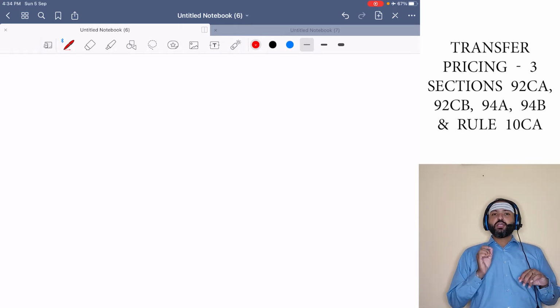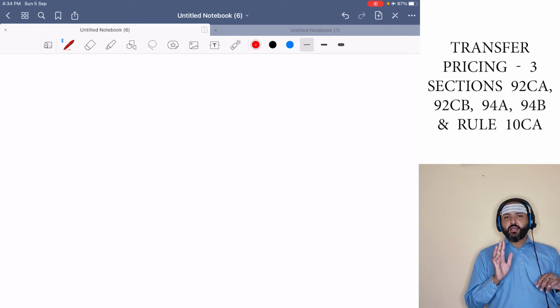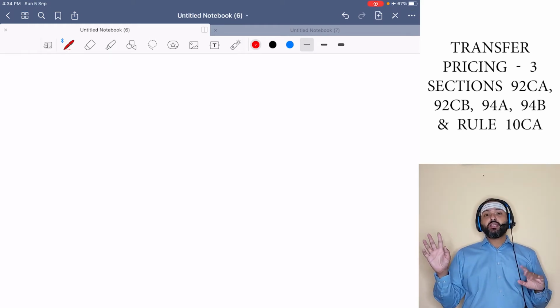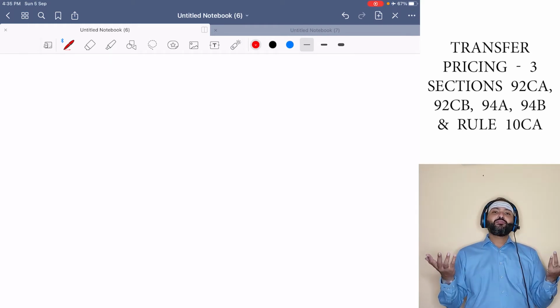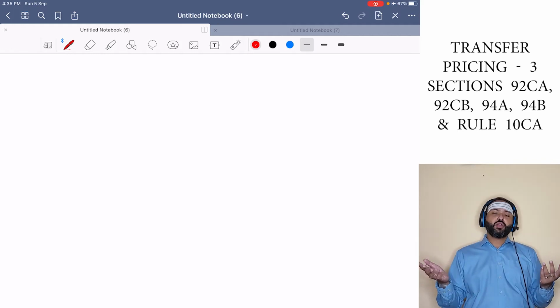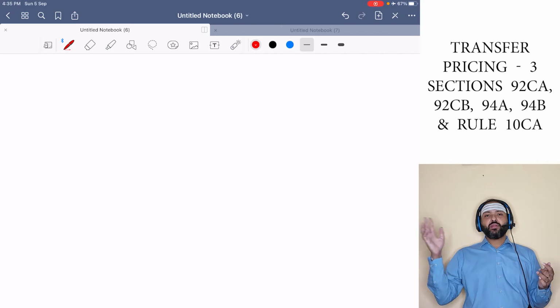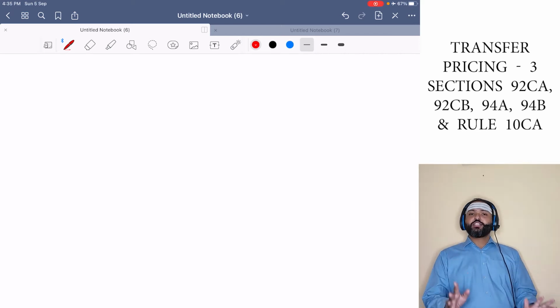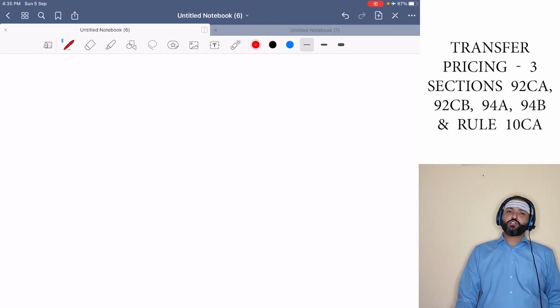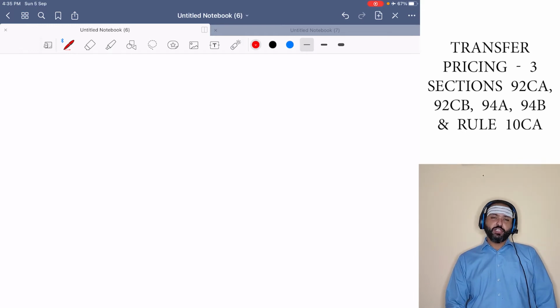Suppose your transaction price is 100 and the arm's length price is 120. This tolerance band will be of no use, because 97 to 103 is where your arm's length price should lie, but it is at 120. Therefore 120 minus 100 will become the adjustment that we'll have to make. Okay, so this is what we saw with respect to section 92C2.